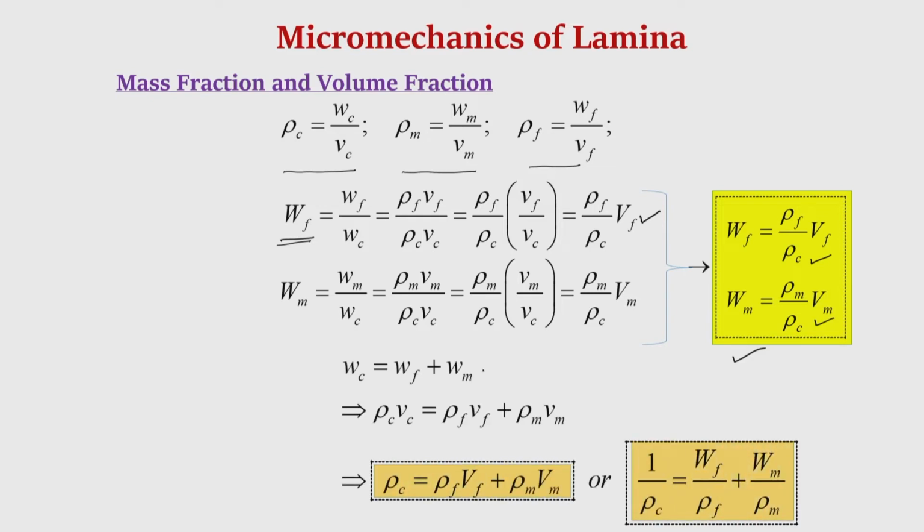And using this relation, we can obtain a relation for the density of the composite in terms of the density of the fiber and the density of the matrix as rho c is equal to rho f V f plus rho m V m, and in terms of mass fraction we can obtain the relation that 1 by rho c is equal to W f by rho f plus W m by rho m.